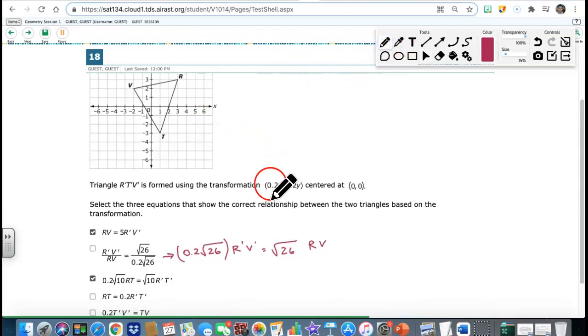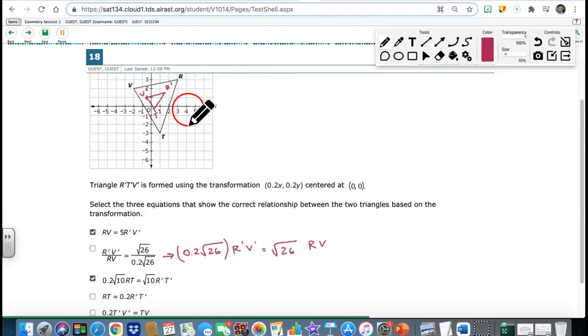Like I said, if this is less than 1, my new triangle, let's say it's not perfect, but I'm just going to make it a point. My new triangle is a little triangle, smaller, because this is less than 1. So this corner will be R prime, and this is T prime, something like that. All right, let's go through the answers.